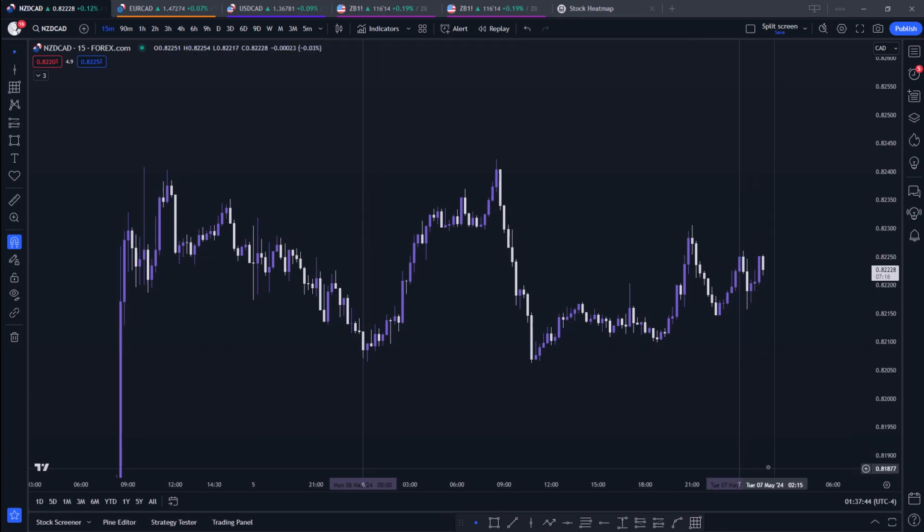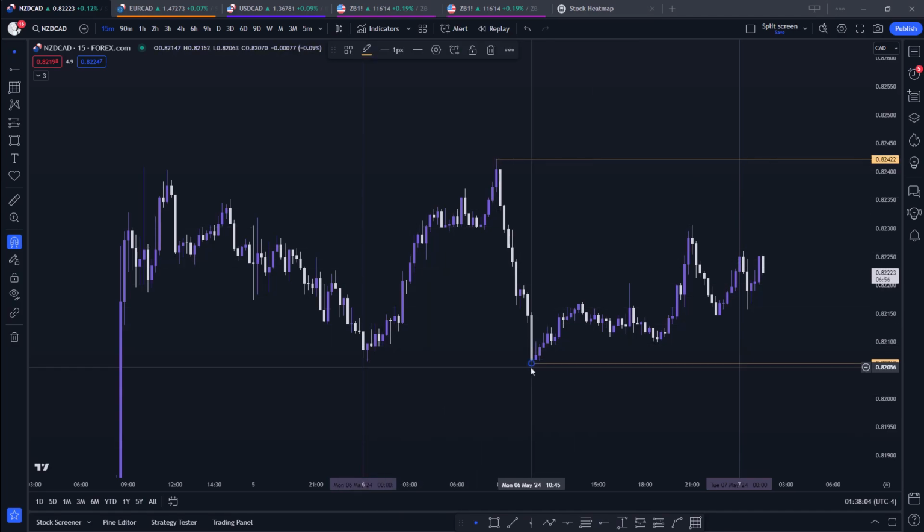So if I asked you to identify the previous daily high and the previous daily low, where would you identify? Well, hopefully you would be able to tell me that that's the high of the day and that's the low. Well, technically this is the low of the day. It's literally as simple as that.